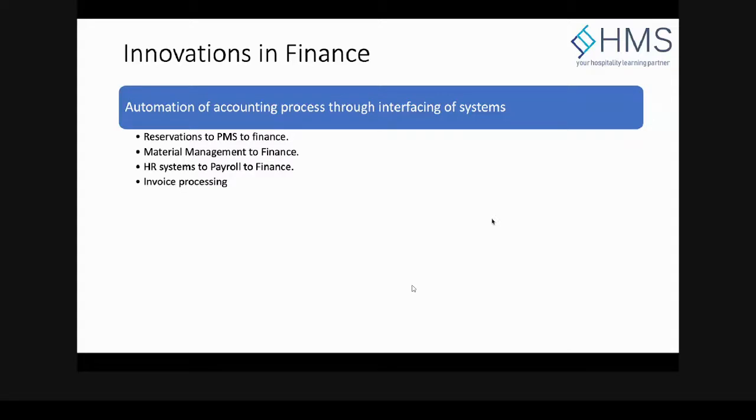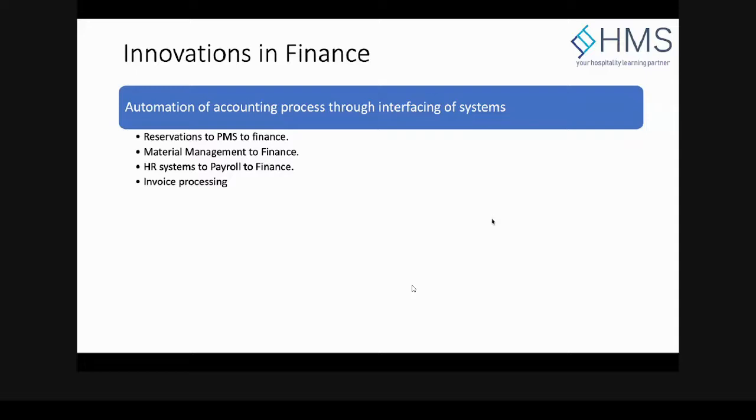All the transactions from reservations to the property management system, where mostly check-in, check-out and revenue happen, go to finance automatically without any manual interface. Then that is the revenue side. Then you have material management, which is responsible for procurement of the systems and the raw material. That again comes from material management to finance automatically without any manual interface.